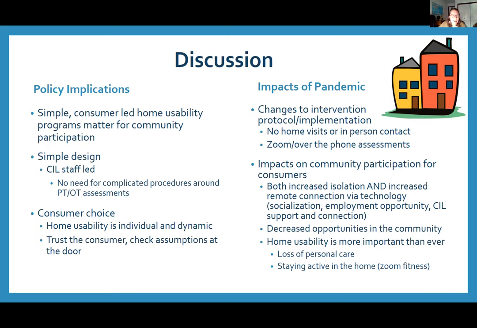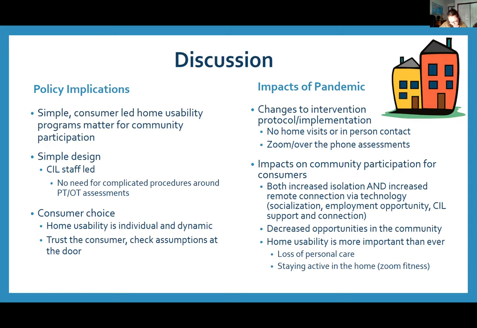But really, the policy implication is that simple consumer-led home usability programs can make a difference and matter for community participation. A lot of home modification programs, of course, are big, because a lot of home modification needs are big. But there is a need for addressing some of these smaller issues.